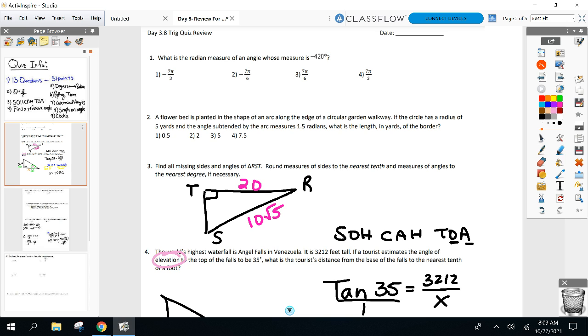And I'm not too sure if I have this on the answer key, so if you just want to write it off to the side here, TS is 10. The missing side is 10. Angle R is 27 degrees. And angle S is 63 degrees. Okay. That's what the 45, 30, 60, 90. There's nothing in there that says 30, 60, right?